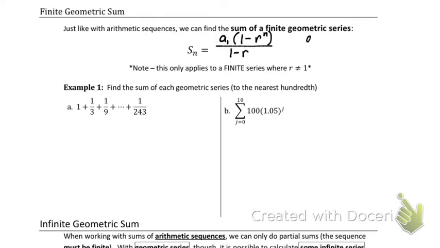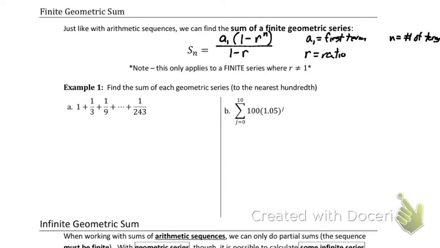So once again, a sub 1 is our first term. r is our ratio, that common ratio. n is our number of terms, and we should know n is the number of terms by now. First term, ratio, number of terms.